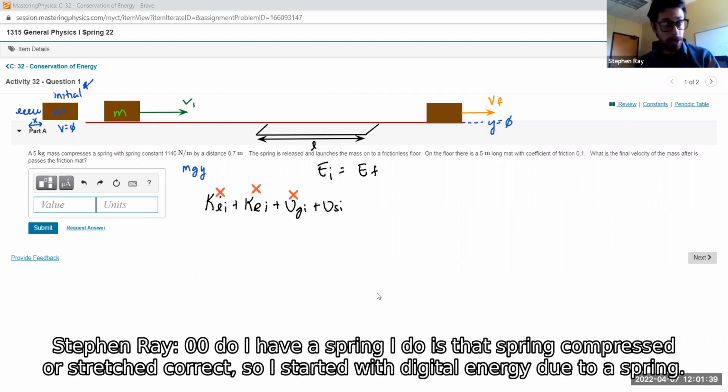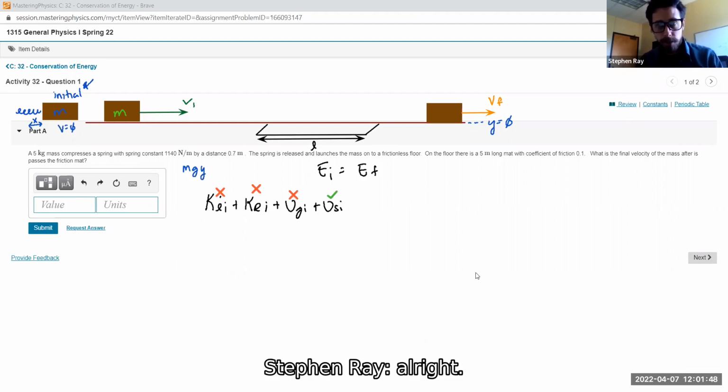Do I have a spring? I do. Is that spring compressed or stretched? Correct. So I start with potential energy due to a spring. All right.